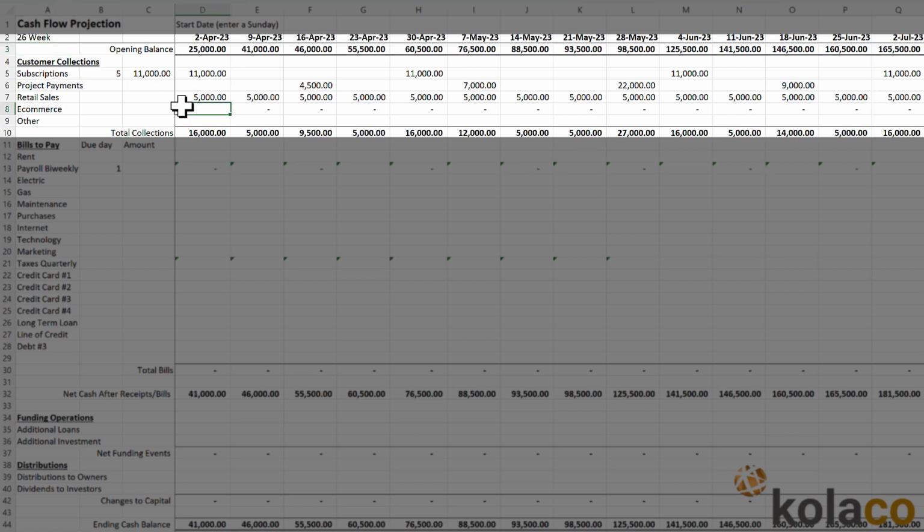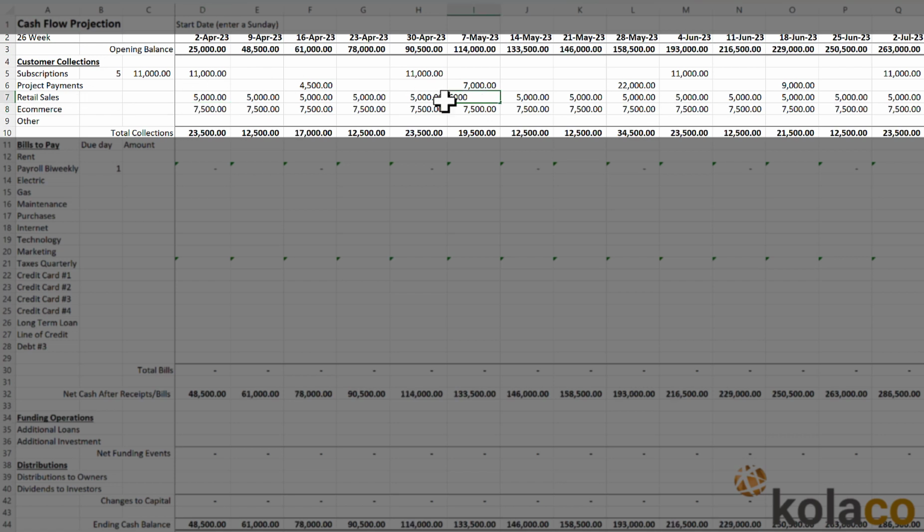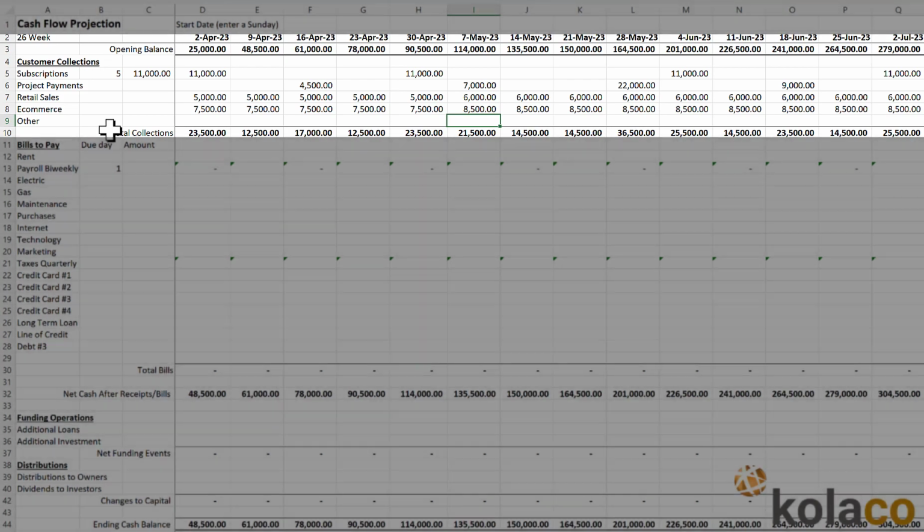Let's enter $5,000 for retail sales and $7,500 for e-commerce sales. And we know in May our sales pick up to $6,000 and $8,500 for retail and e-commerce respectively. Notice all subsequent weeks are automatically updated. Line 10 shows total anticipated collections by week.